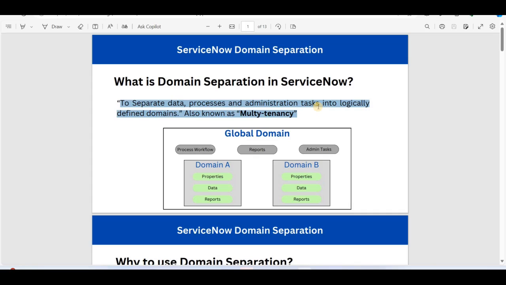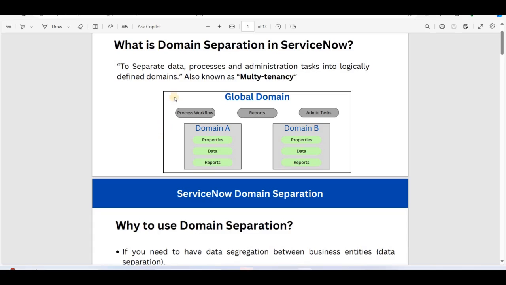In that case, ServiceNow provides an opportunity known as domain separation. ServiceNow tells the customer, okay, you want this separation, so we have this option known as domain separation. You can have separate domains and you need not bother about each other's data, processes and any kind of administrative task. So look at this diagram.